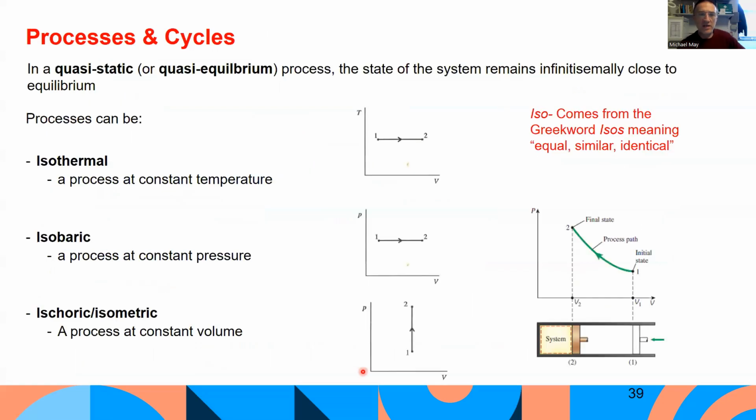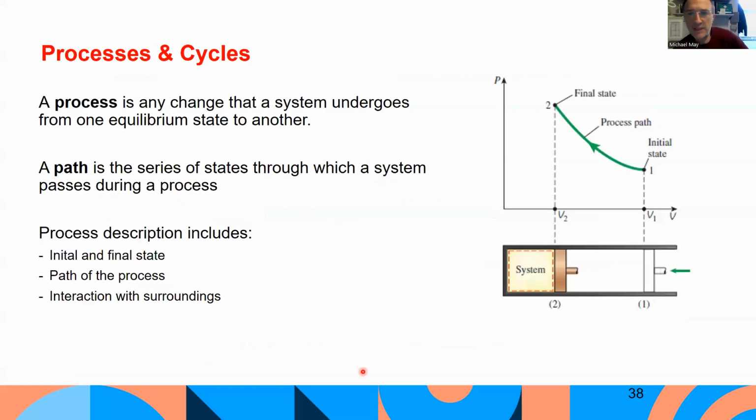So, process and a cycle. Process, as I mentioned, is when we go from one state to another, and the path or the route that it takes is called a process path. A process is defined as any change that a system undergoes from one equilibrium state to another. And the path is the series of states through which the system passes during a process. The process description includes the initial and final state, the path of the process, and interactions with the surroundings.